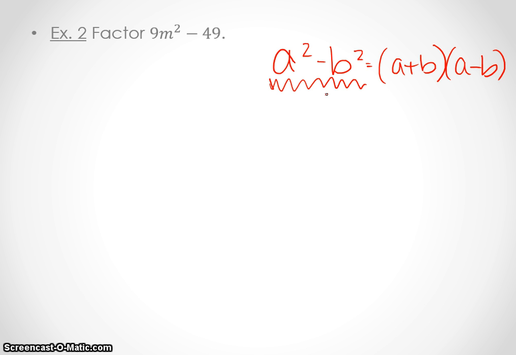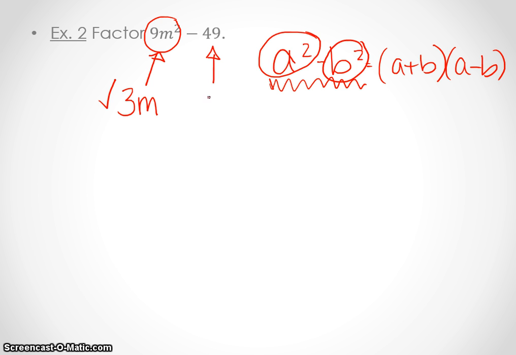So what does it have to do to fit this pattern? Well, it just has to be something squared here. So can I break this thing down into something squared? Well, yeah, I just square root both things. So 9 square rooted is 3. M squared, the square root of that is just m. So that one checks out. Then we just have to check, is 49 a perfect square? Well, the square root of 49 is 7. So yeah, these things that we have here are both squared.